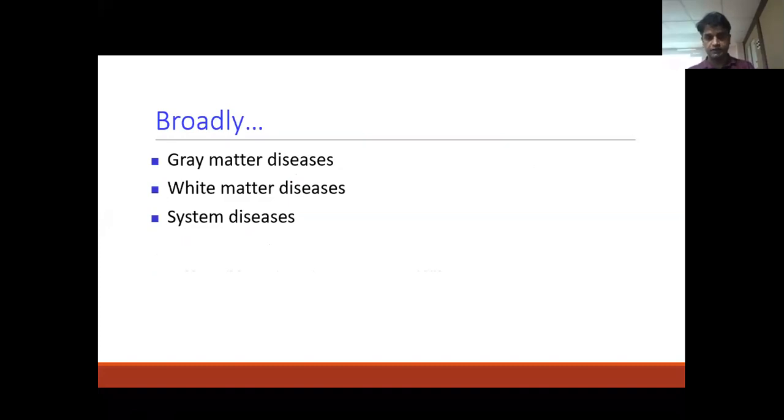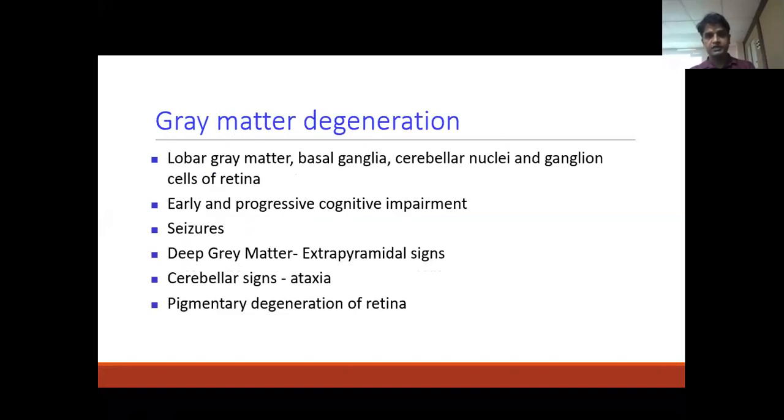Broadly, they can be grouped into gray matter diseases, white matter diseases, and system diseases, which involve other parts as well. In gray matter degeneration, the areas involved are the neuronal cells, the basal ganglia, the deep gray matter, the cerebellar nuclei, and the ganglion cells of the retina. There is early and progressive cognitive impairment and seizures, and depending on the deep gray matter involvement, you will have associated extrapyramidal signs. There could be cerebellar signs with ataxia, and there is pigmentary degeneration of the retina.